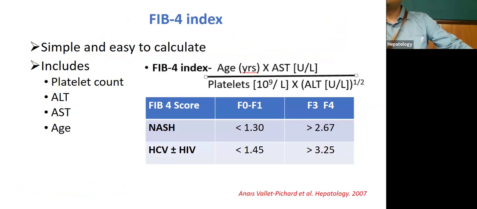The second index, which is also based on indirect markers, is FIB-4. We need to have platelet count, ALT, AST, and age. There are online calculators available for this also. You just need to put these values in a formula and then you will have a value. There are different cutoffs for different etiologies. If you want to take one blanket cutoff for F3, F4 fibrosis, anything more than 3.25 on the FIB-4 score gives you an indication of advanced fibrosis or cirrhosis.